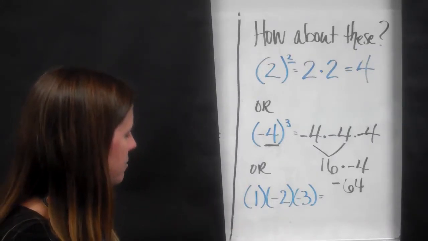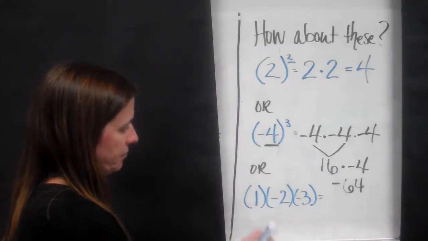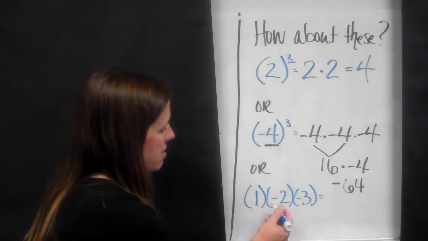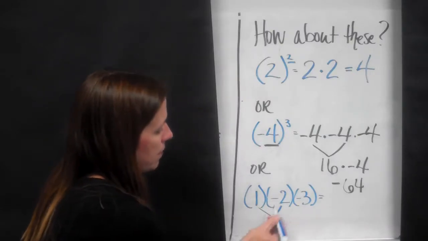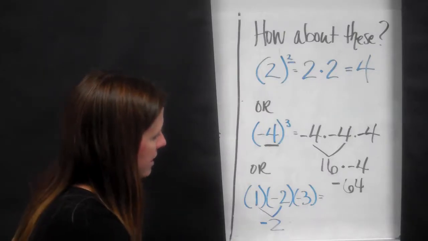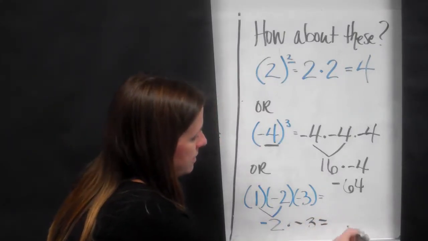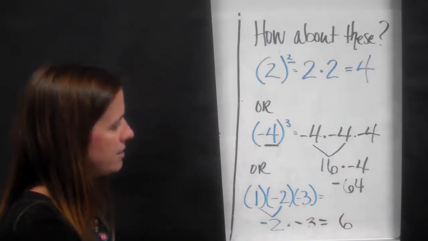All right, and then the last one that we're going to do is maybe multiplying three different integers. 1 times negative 2 times negative 3. Again, you can chunk it together. 1 times negative 2, 1 times 2 is 2, but it's negative because one of them is negative. And then negative 2 times negative 3. 3 times 2 is 6. Because they're both the same sign, they're both negative, it would be a positive 6.